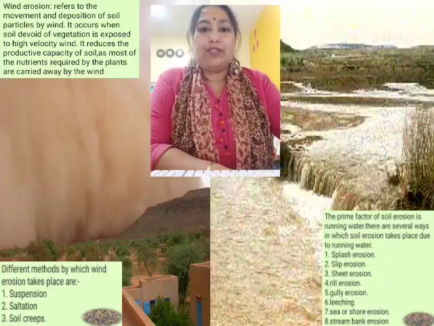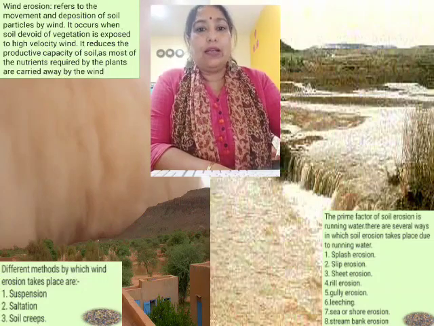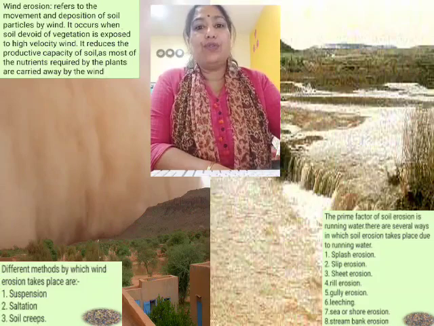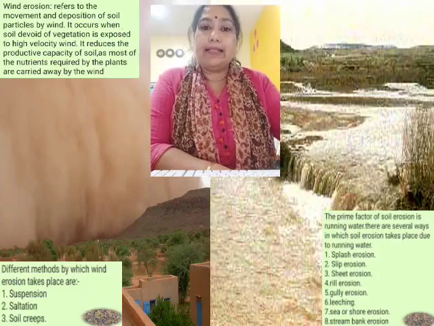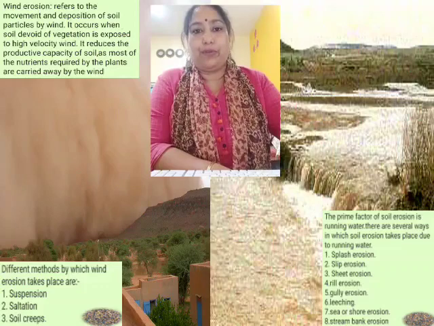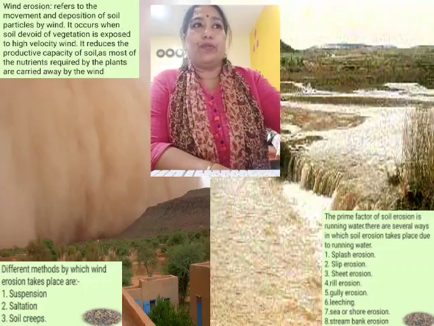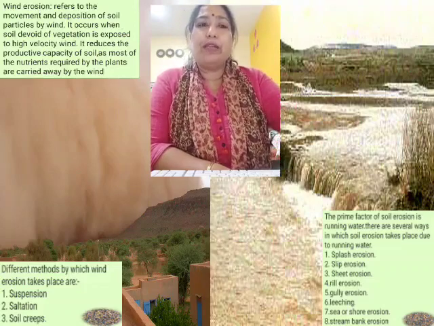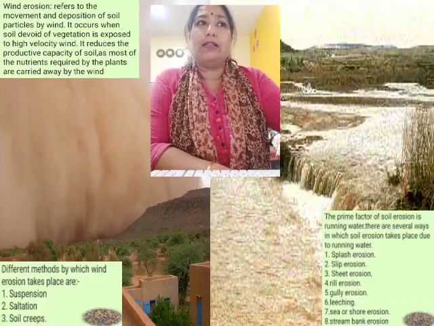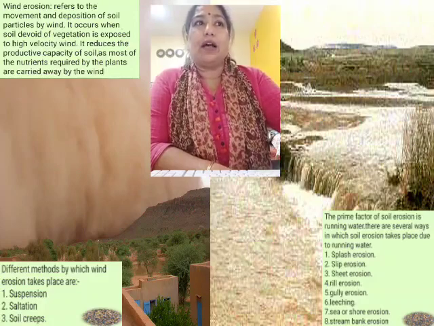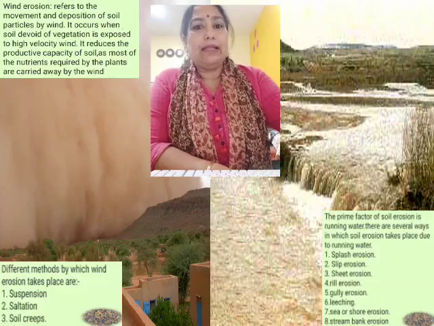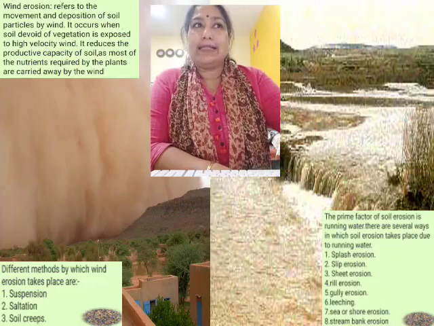In this slide, students, we are going to study about wind erosion and water erosion, which are the two agents of soil erosion. Now, if we talk about wind erosion, what is wind erosion? Wind erosion refers to the movement and deposition of soil particles by wind. It occurs when soil is devoid of vegetation cover and it is exposed to high velocity winds. Basically, soil erosion takes place when the moisture in the soil is less.